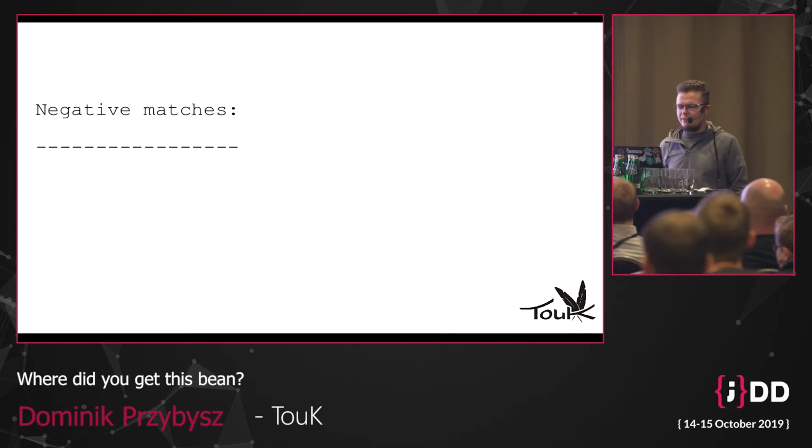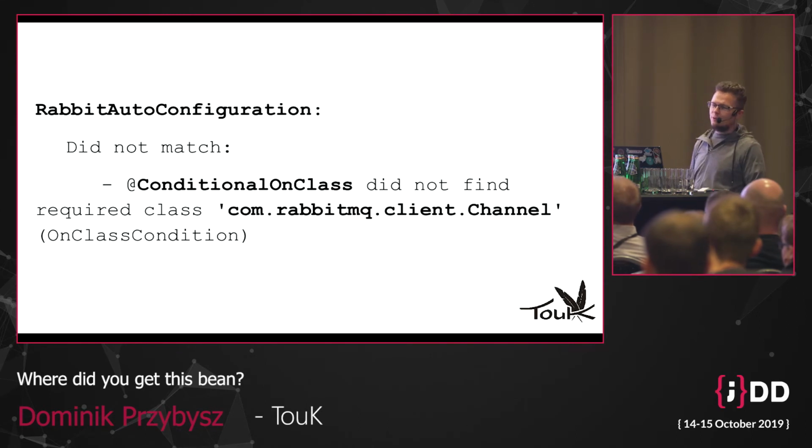We also have the negative matches. So, for example, our Spring Boot comes with RabbitAutoConfiguration, but we don't have the Channel class from the RabbitMQ package on our classpath. So this auto configuration won't be applied because it just can't.